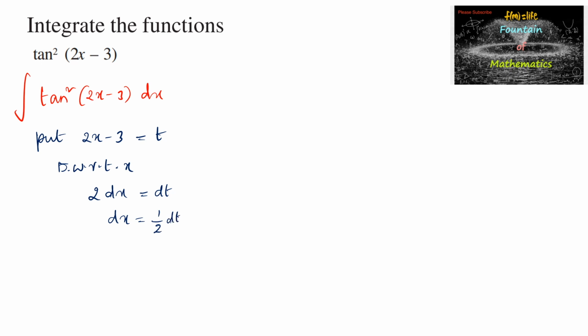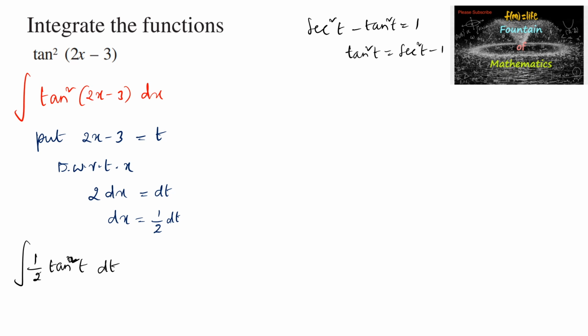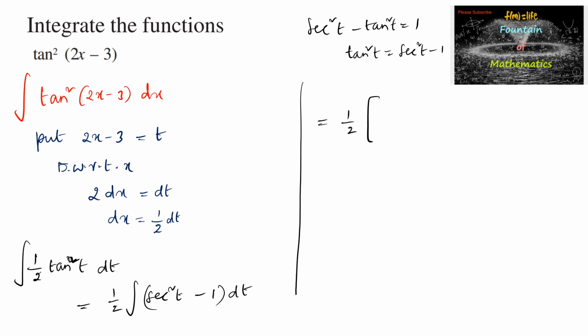So our integral can be written as the integral of 1/2 tan² t dt. And we know that sec² t - tan² t = 1, so tan² t = sec² t - 1. So we can write 1/2 times the integral of (sec² t - 1) dt. Integration of sec² t is tan t, minus integration of 1 dt is t, plus c.